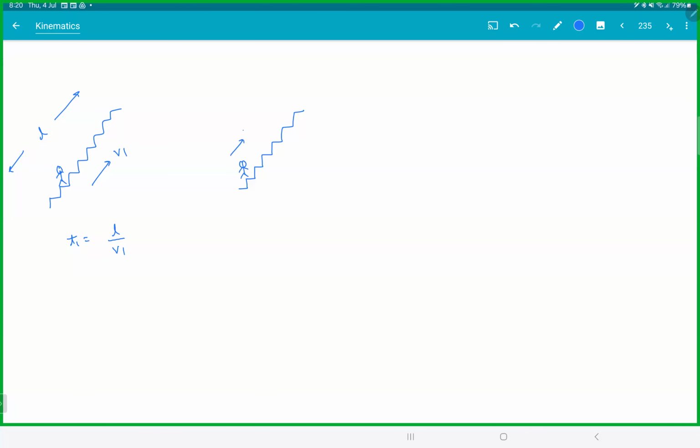In the second case, you're going with V2. The time T2 is L by V2. In the third case, this guy is going with V1 and you're also walking with V2. So time T3 is L by V1 plus V2. So V1 is nothing but L by T1, V2 is L by T2. So we get T3 as T1 T2 by T1 plus T2.